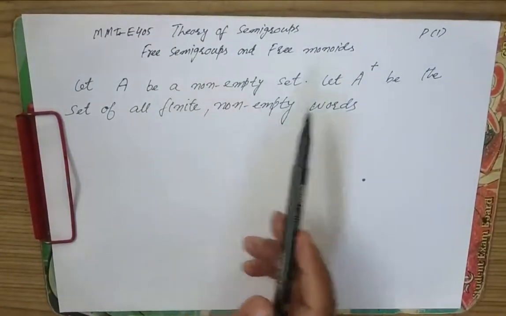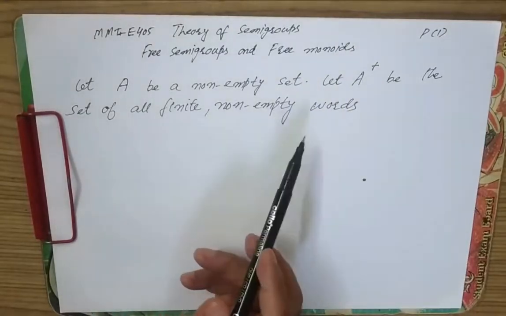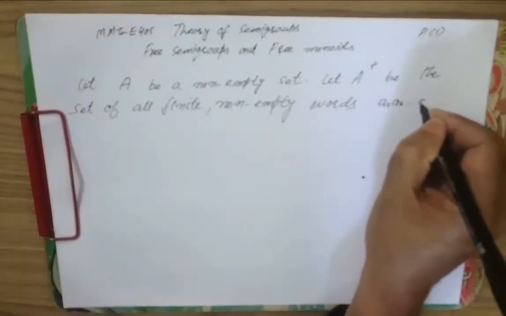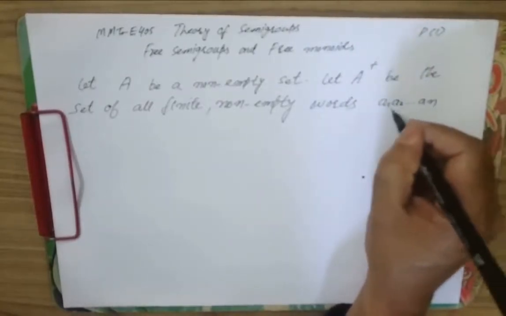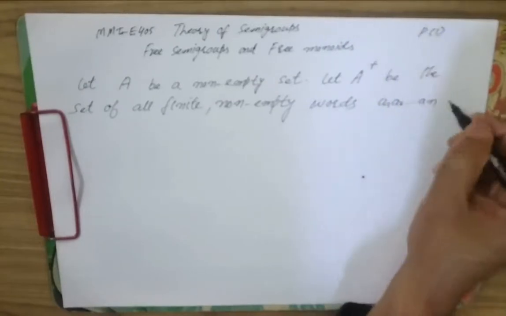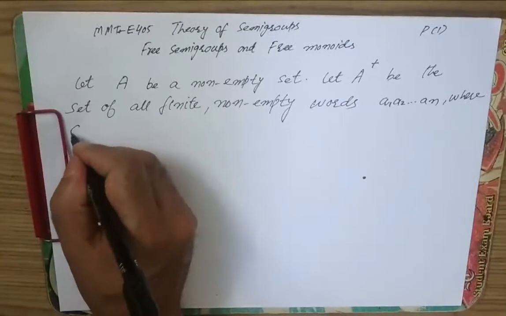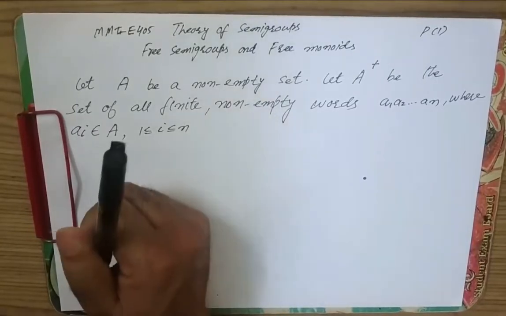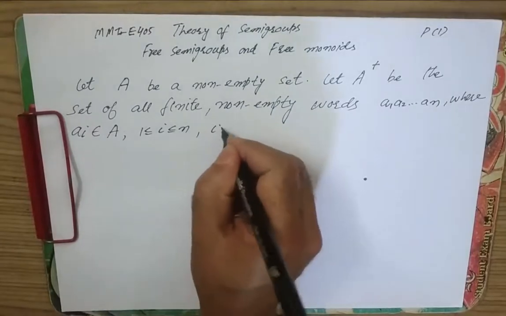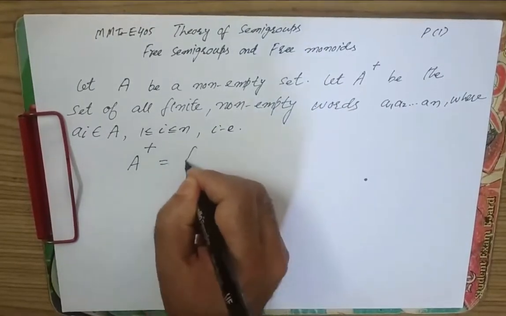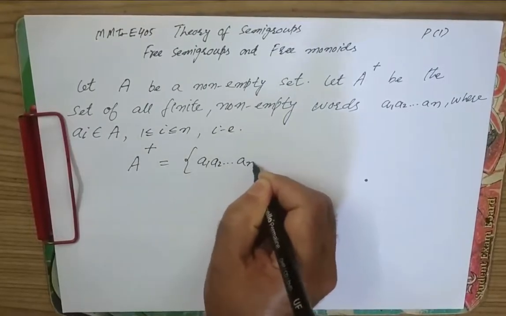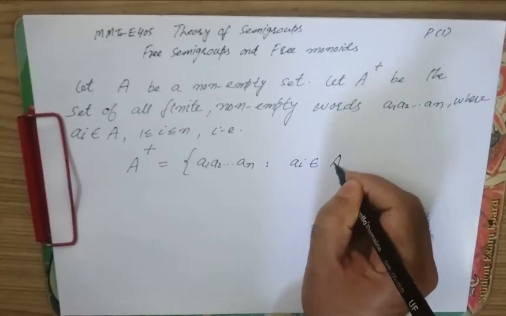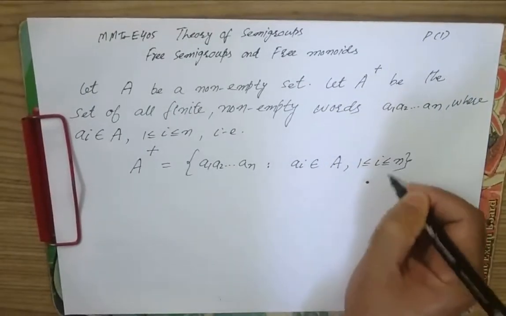Let A be a non-empty set, and let A plus be the set of all finite non-empty words like this: A1, A2, up to AN, where the letters of this word belong to the set A. So A plus is the set of all A1, A2, AN such that these AIs belong to A for 1 less than or equal to I less than or equal to N.